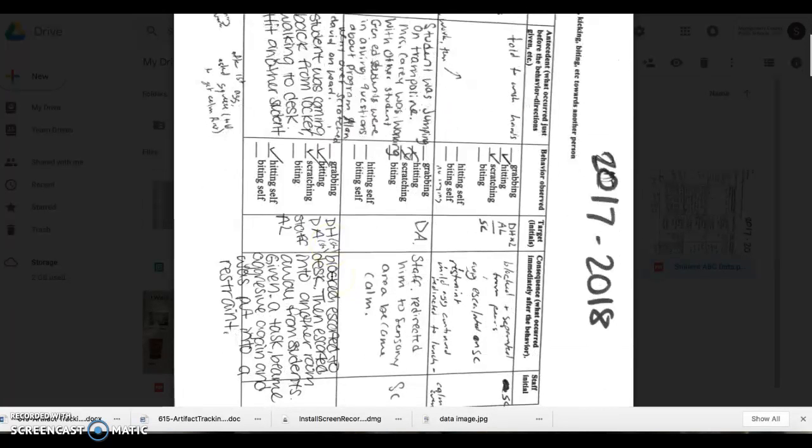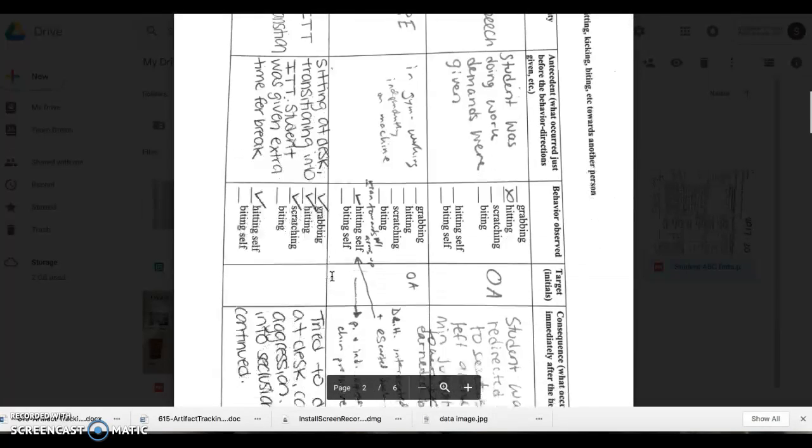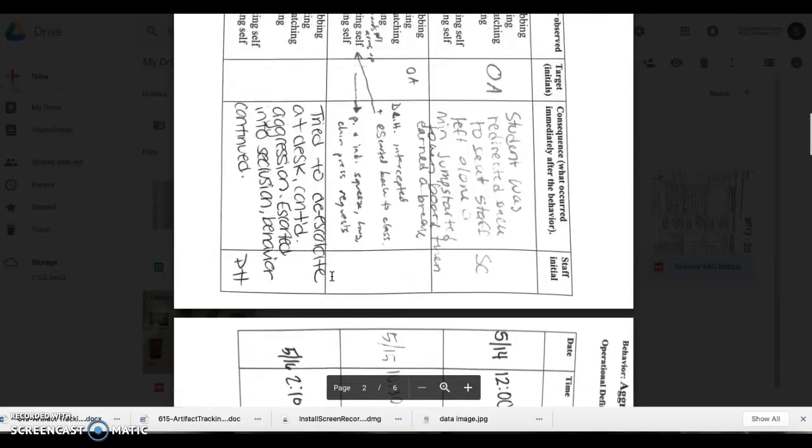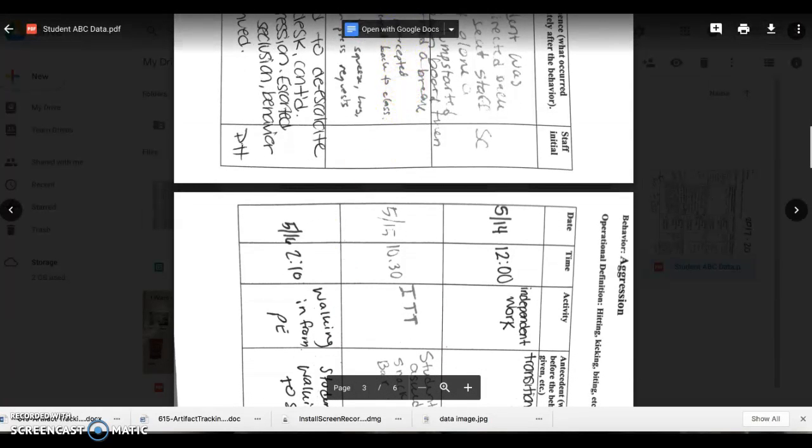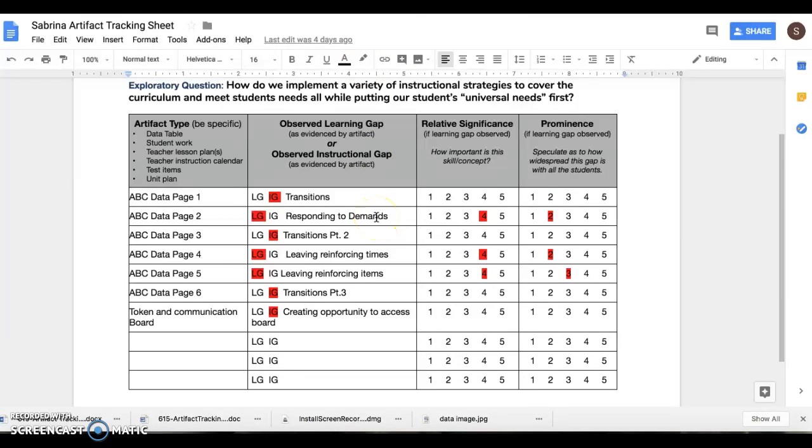So as I looked through each of these more in depth, I was able to record some of them on the artifact tracking sheet, in which my group and I discussed, and tried to figure out if it was an instructional gap or if it was a learning gap. So if we go back to my artifact tracking sheet, we were able to see that on certain pages there were instructional gaps and there were learning gaps. So I talked about how transitions seemed to be more of an instructional gap and something that we as the staff could help him during those times, whereas responding to demands was more of a learning gap because he needs to learn how to cope and respond to the different demands that we're given. You can't just get out of working or doing your assignment just because you're having a behavior.